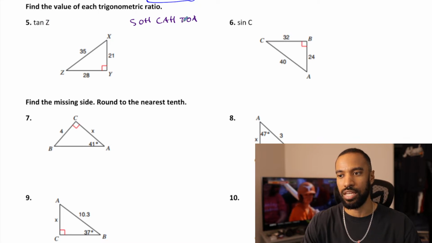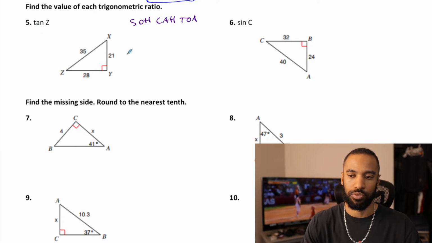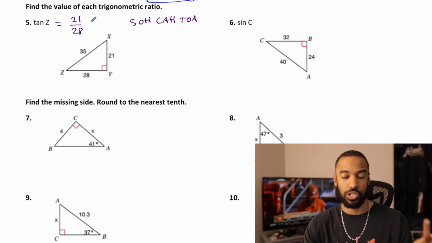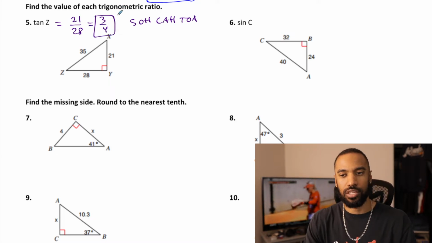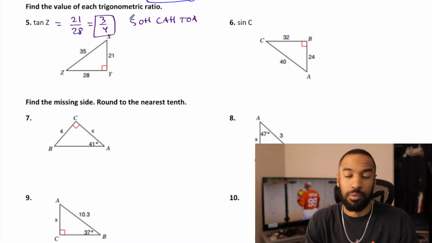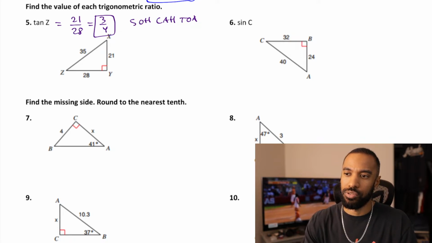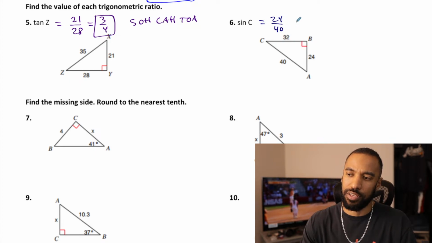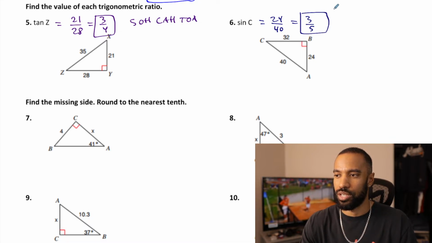Let's take the tangent of z, TOA, angle z right here. I don't need to find the angle, I just need to write what the ratio is. Tangent of this angle is opposite over adjacent. Tangent of z is 21 over 28. There is the answer. Reduced is 3/4. It's just the ratio, or 0.75. They might say that, 0.75, but there it is. The sine of c, sine is opposite over hypotenuse. The sine of the angle here is 24 over 40, which reduces to 3/5.